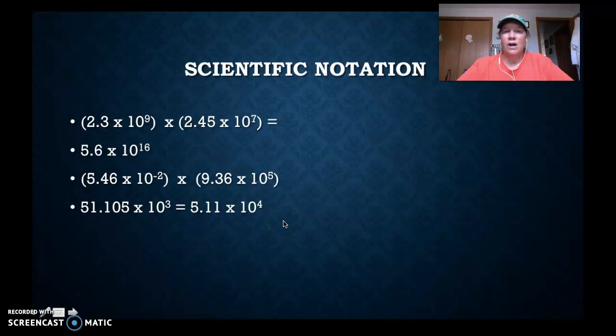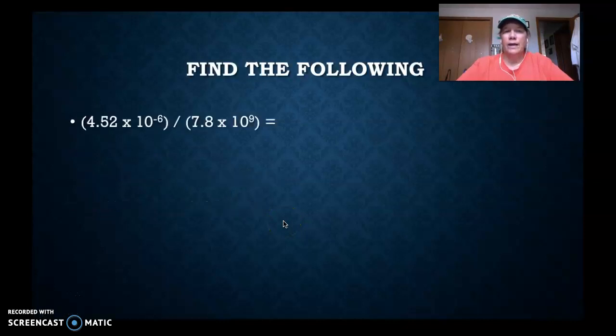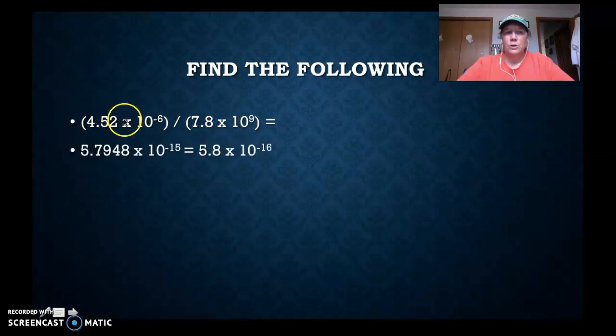Okay, when you divide them, divide the two numbers in front and subtract the exponents. Okay, so when I take 4.52 and I divide by 7.8, oh, this should be 0.5, you guys. Sorry about that. I'll fix that later. When you divide these, you get 0.57948 times 10 to the negative 6 minus 9 is minus 15. And so if I write it in proper scientific notation, now I have to move it over. I'm sorry, this is supposed to be 0.5, you guys. But anyway, I move this over, so now I made this number smaller, so I make this number larger. Okay?